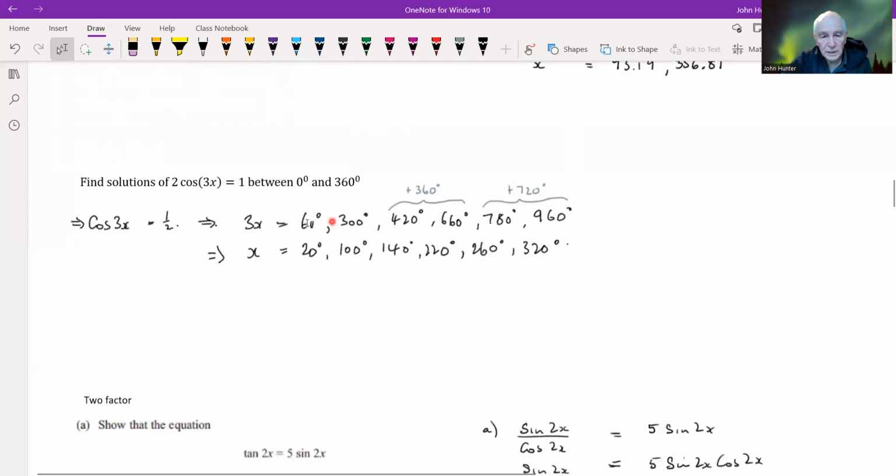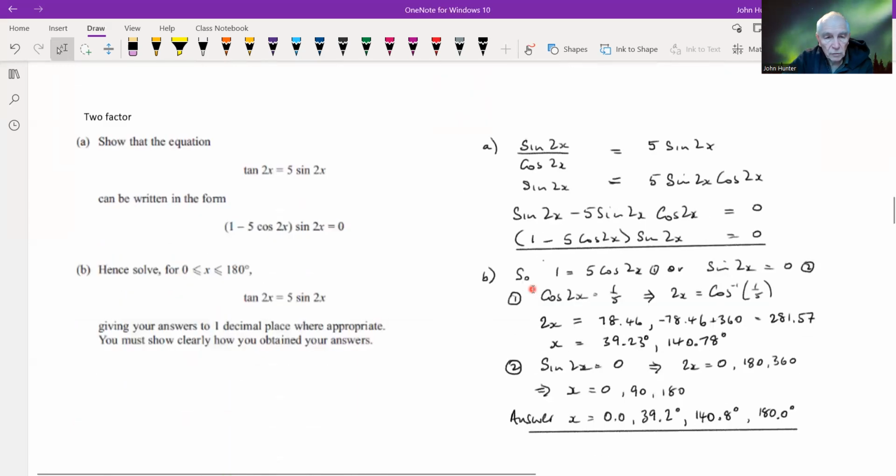Now, it is important actually to stretch your range out, particularly if you've got something like 3x here, because we know then we're actually going to be dividing all these angles by 3. Okay, so once we've done that, we've got this set of solutions here. So that is the solution for that.